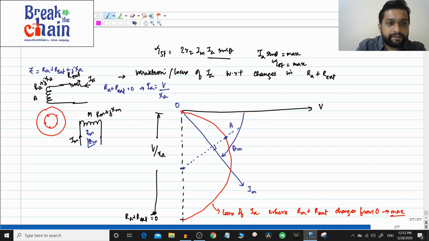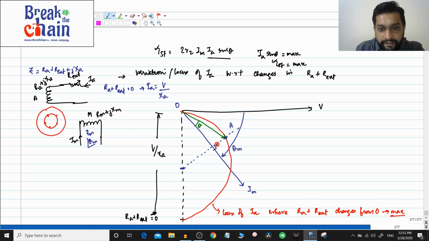Now, this line OA will be that value of Ia. This semicircle is the various values of Ia, and from that you have found one particular value of Ia. The angle between OA and this Im will be angle theta, right? With this procedure, OA is the value of Ia from this total locus where Ia sin theta will be maximum, right?